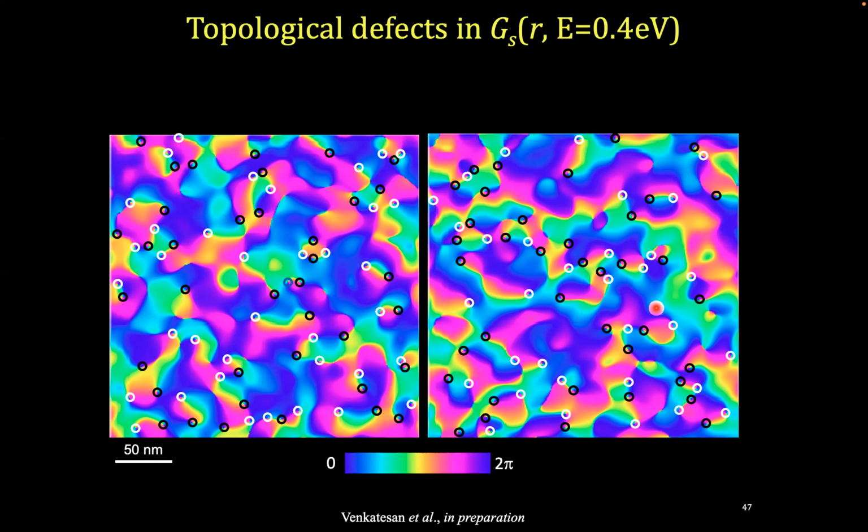And of course, the next natural question we want to ask is whether they correlate with anything in real space. But unfortunately, there are just too many doping atoms in the system. In this particular material right now, we have about 10% doping, so it's just everywhere.